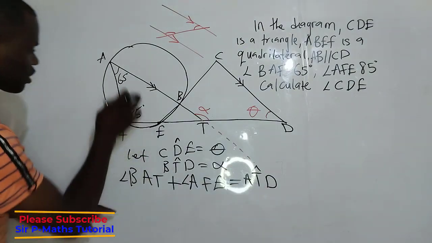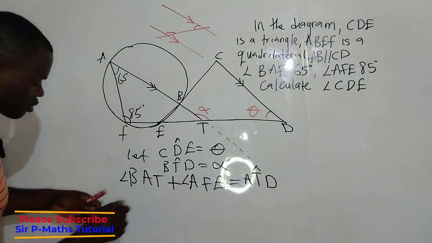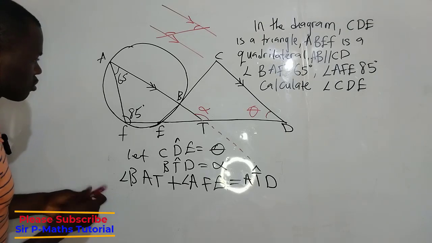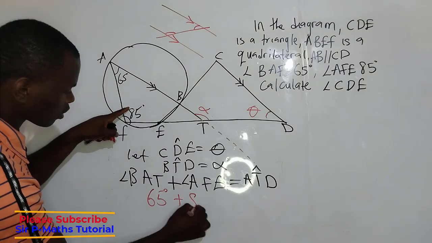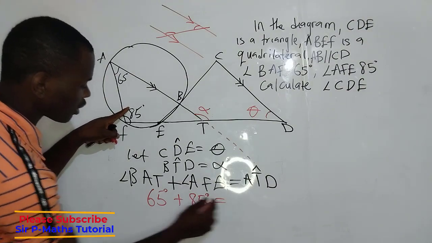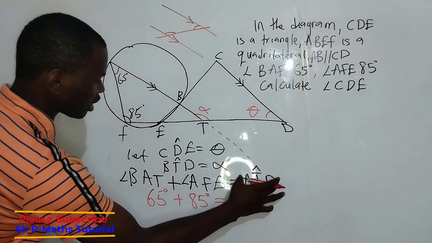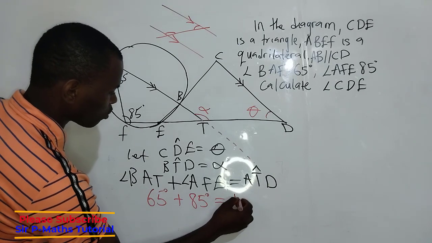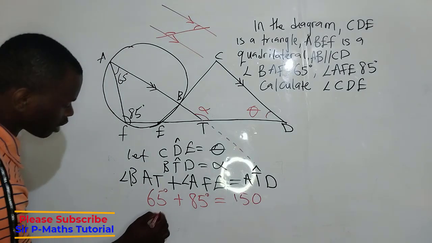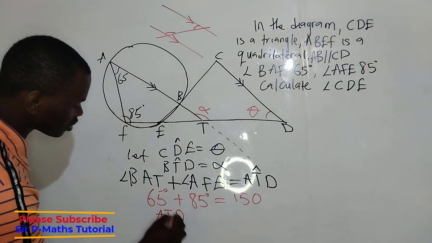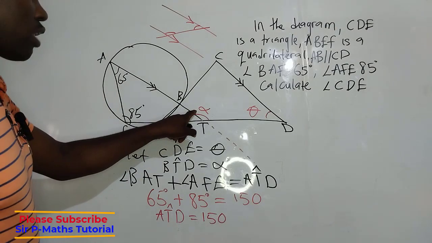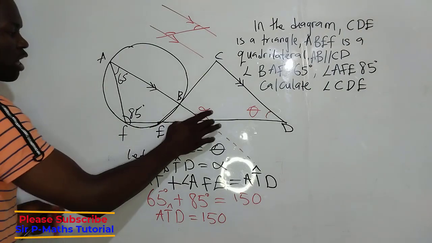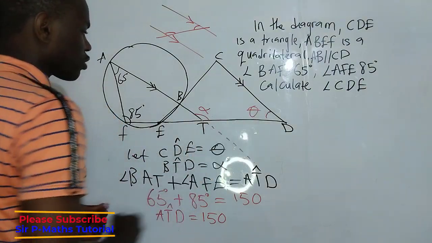So let's fix in the values. This is 65 degrees plus here 85 degrees. If I add the both of them, I will obtain the angle here, which is 150. So angle ATD is equal to 150. I've got the angle at this position. Then from there, I'll move on to get the angle I am looking for.